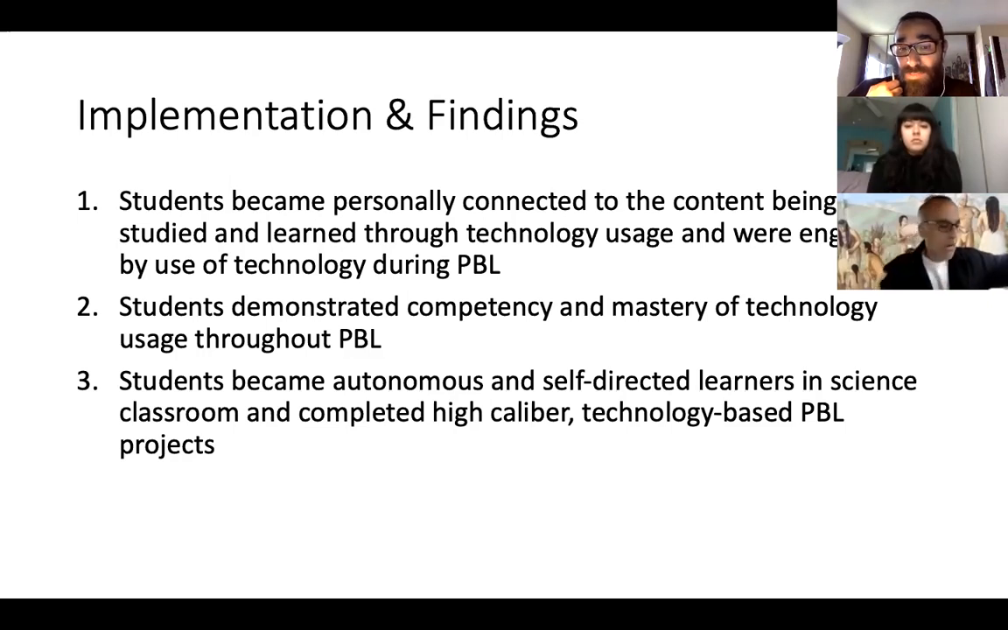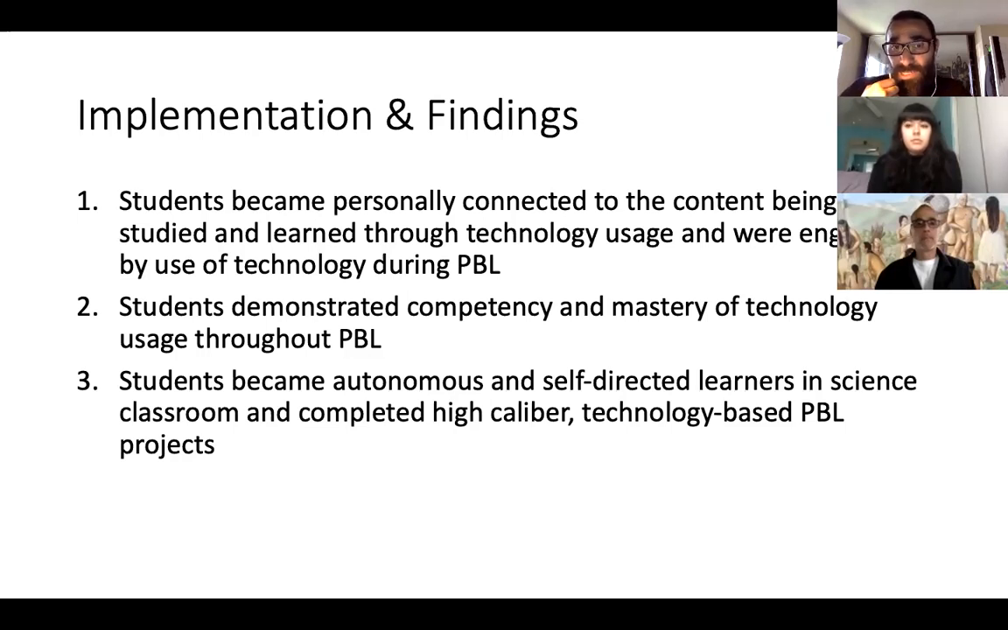I created a discussion board assignment where they could post their reflections and their progress for their assignments. And you could see in those observations that they were just taking charge of this project by themselves. And the end result was high caliber technology based PBL projects, which I'll share with you. So those are my three significant findings.